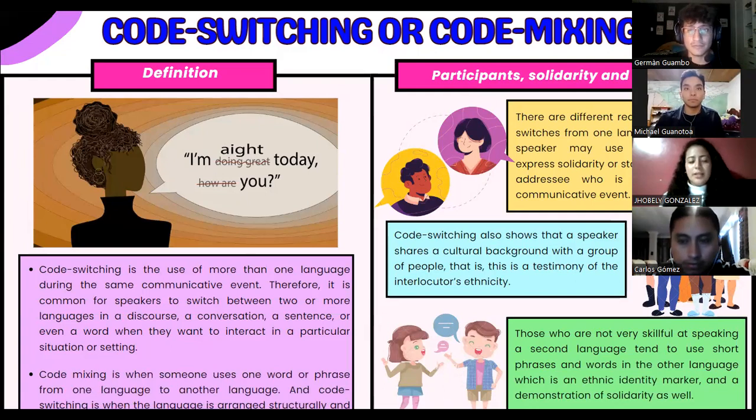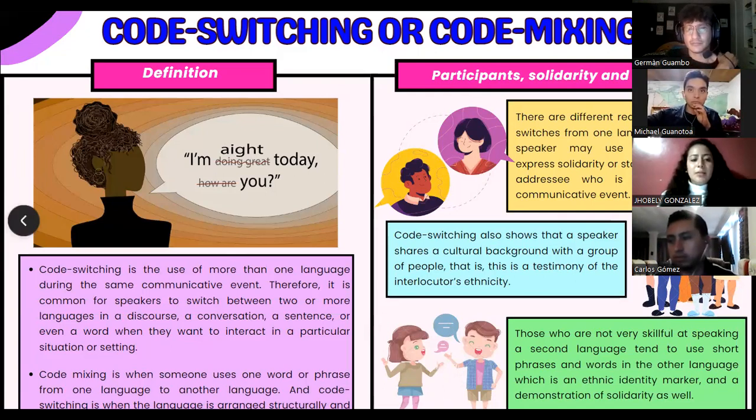Code switching consists of using more than one language during the same communicative act. So we have the participant, solidarity, and status. There are different reasons why a speaker switches from one language to another.